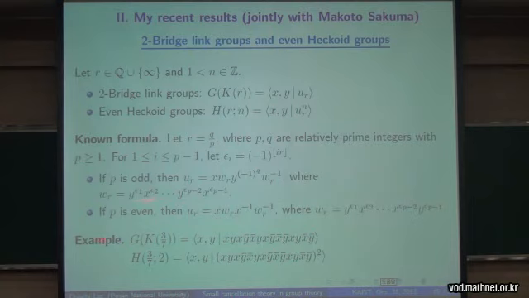Then for example, the two-bridge link group associated with the rational number 3 over 7 has this presentation. To get this single relator, we applied this formula. This is the P odd case. And also the even Heckoid group with rational number 3 over 7 and n equals 2 has this presentation. The single relator is the square of this single relator like this. And the initial point of our research was the observation that this two-bridge link group satisfies the C4 and T4 small cancellation conditions.